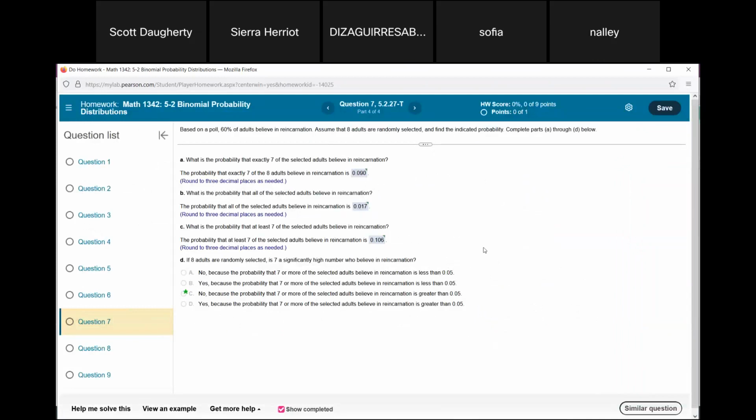Okay, so here's an example of this. This one says, based on a poll, 60% of adults believe in reincarnation. So this is kind of a fact about the population. Take this as a fact. 60% of adults from the population believe in reincarnation. And then we randomly pick 8 people from the population.